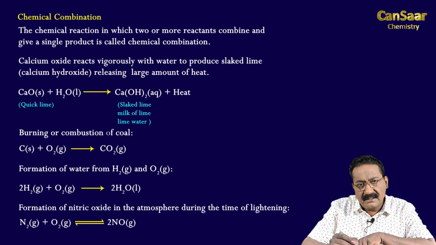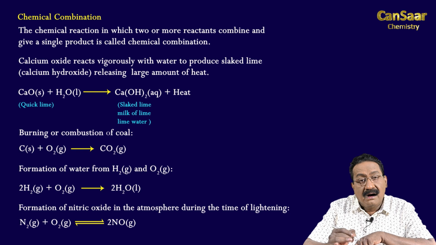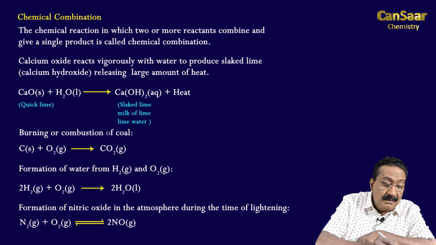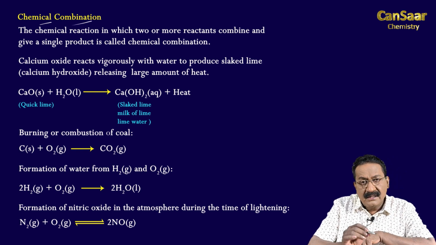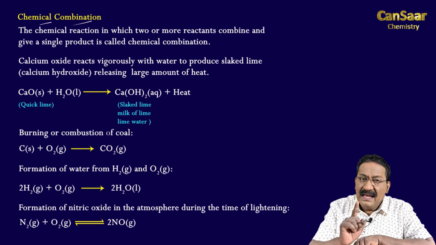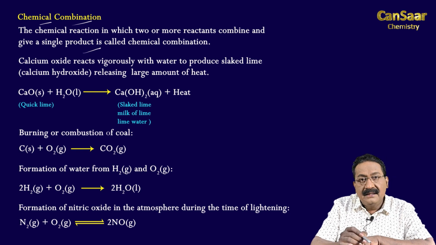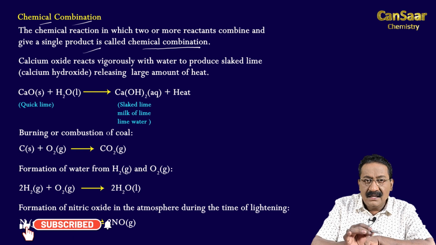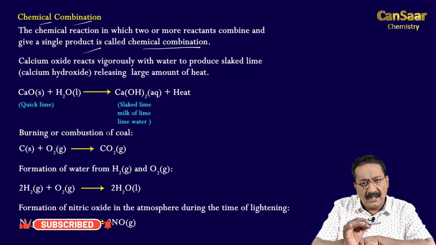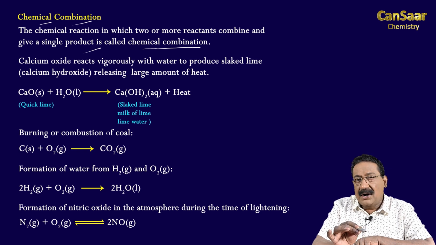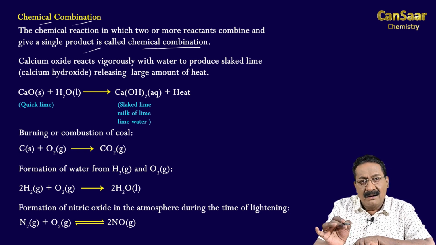Chemical reactions or chemical changes are of several types. One is chemical combination. The chemical reaction in which two or more substances combine and give a single product is called chemical combination. The chemical change in which two or more reactants combine and give only one product is called chemical combination.